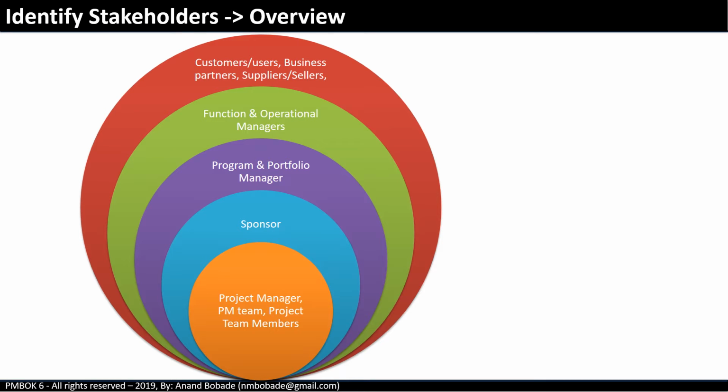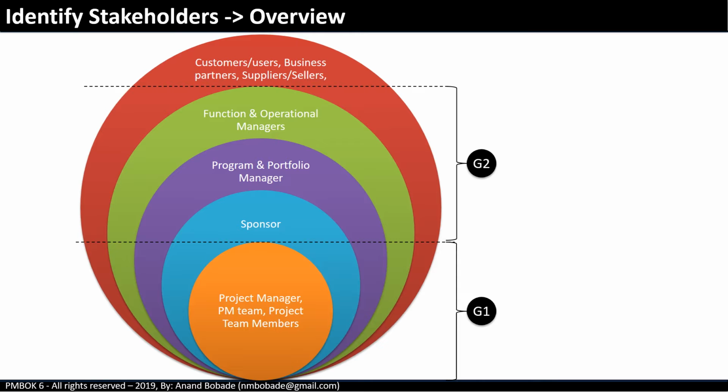A project involves various stakeholders. Some of them work closely, some of them watch from a distance. You can consider three categories of stakeholders during the stakeholder identification process. The first category of stakeholders to be considered are those within the project. That is the project team, which includes the project manager and the project management team.